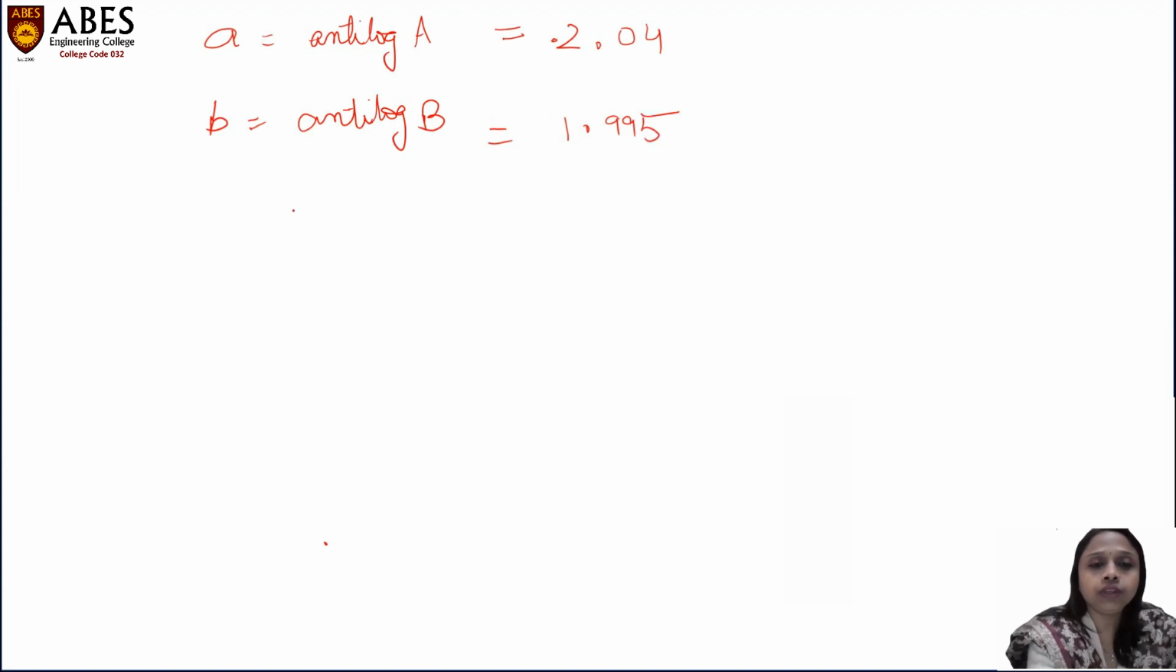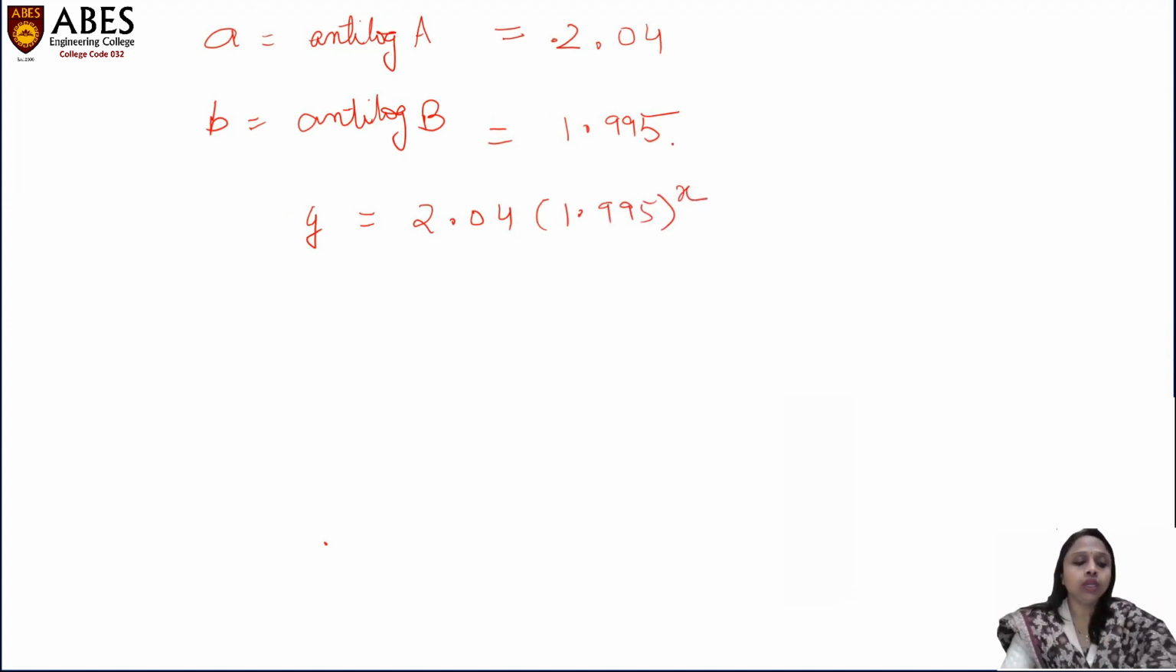So we got the values. Now put these values in the equation, that is 2.04, 1.995 to the power x. So this is the best fit for the curve y equal to a b to the power x.